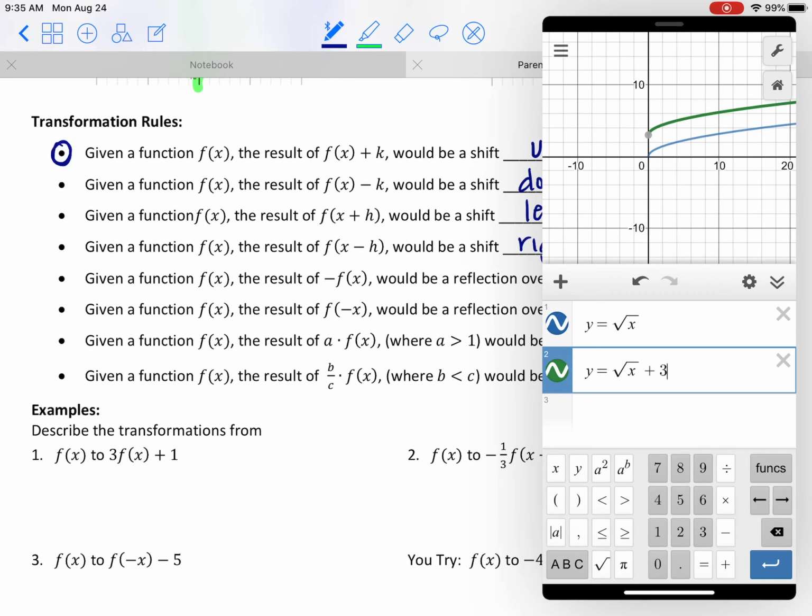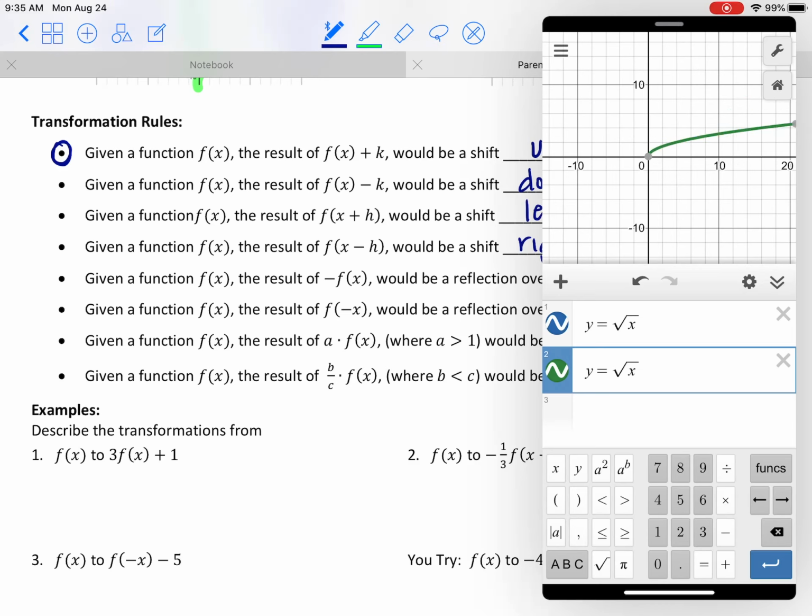Okay, what we're saying is whatever parent function we have, if we add to it, it makes that parent function shift up. And that's true for every function. So I could put the parabola in there and shift the parabola up. Or I could put the cube root function in there and shift it up 3. Okay? This is just an easy one to see all these transformations.